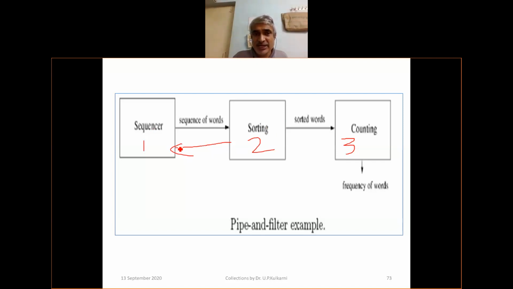So this red color arrow mark, whatever I said, that one is a pull model, whereas if at all the sequencer produces some words, it simply pushes that one. It doesn't wait for the sorting to ask for that. This is the push model. That explains the push and pull model in pipe and filter architecture.